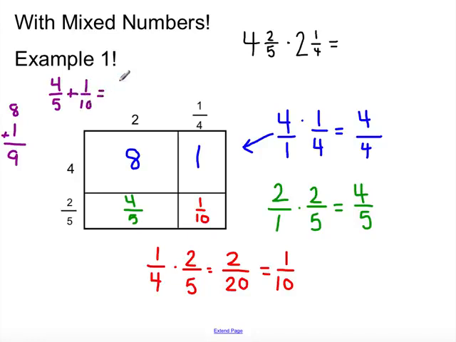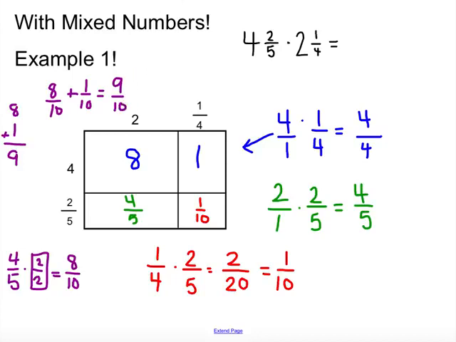Now when adding, I need a common denominator. So I need to change this fraction, and I can easily do that. 5 times 2 is 10. So I'm going to use my giant 1. And inside my giant 1, I'm going to get 2 because I'm trying to get 10. 4 times 2 is 8. So I'm going to change this up here, and I'm going to get 8 over 10 plus 1 over 10 is 9 over 10.